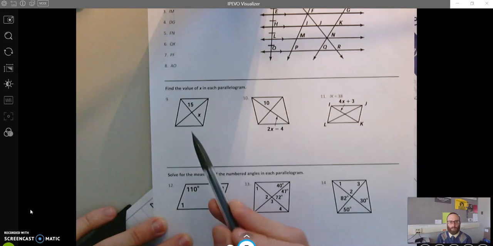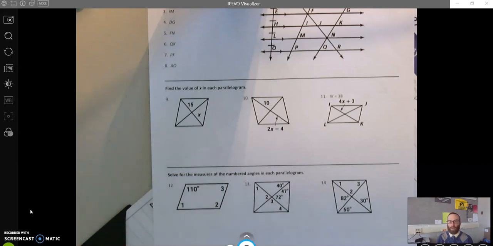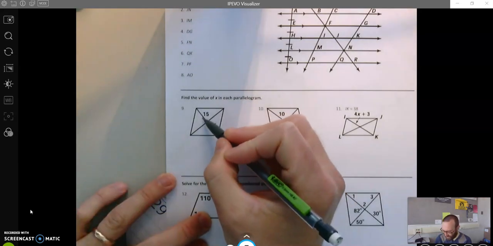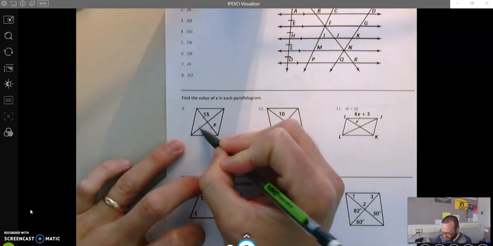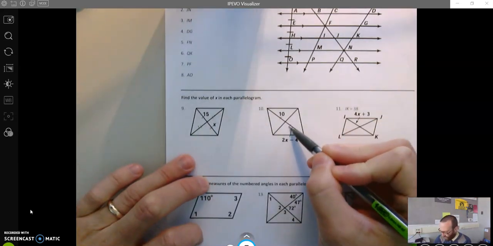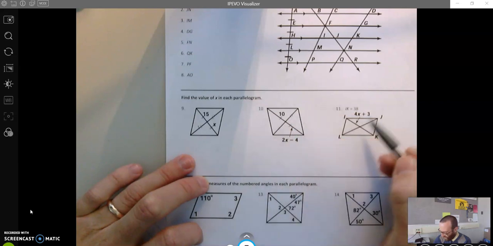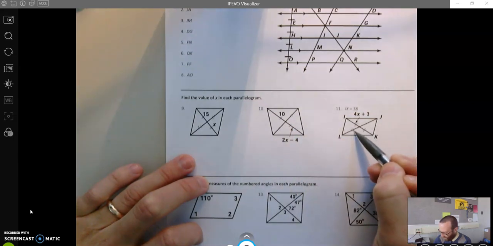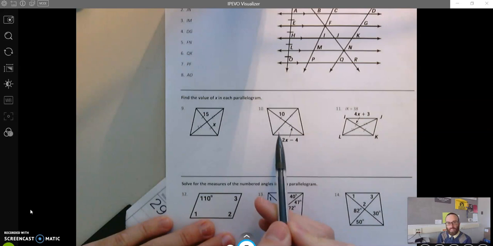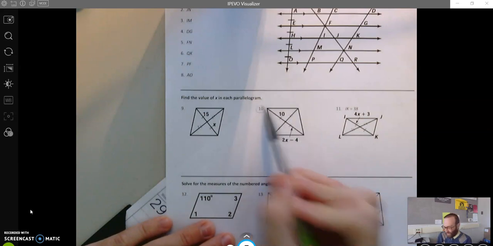But in 9 through 11, we're focused on the diagonals. Now we know that if it's a parallelogram, the diagonals bisect each other. What that means is that they cut each other in half. So if I wanted to, I can immediately go to my diagrams and mark all those things as congruent. I know that these two are congruent. I know that these are congruent. And I do that because it allows me to see, okay, in this particular diagram, I'm going to focus on number 10 here.